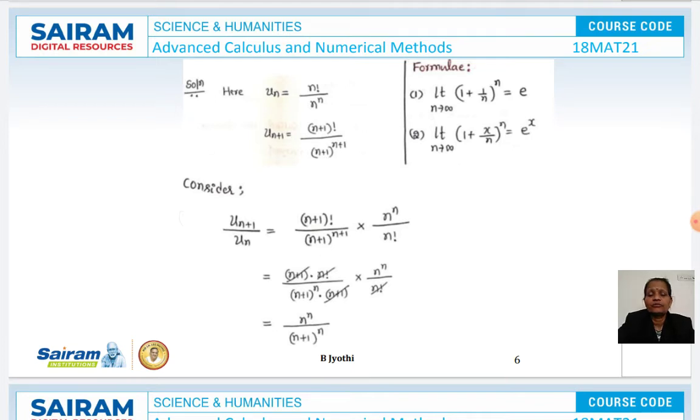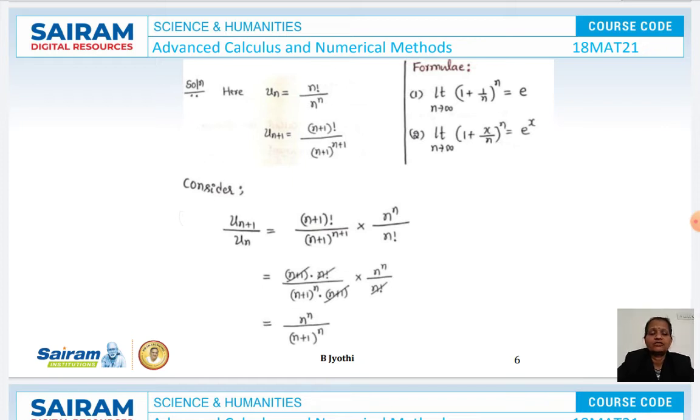Before we could proceed further, we need to recollect the two formulae we have learned. One is limit as n tends to infinity, 1 plus 1 by n to the power of n is equal to e. Limit as n tends to infinity, 1 plus x by n to the power of n will be e to the power of x. These are the two basic formulae which we have to apply while solving this problem.